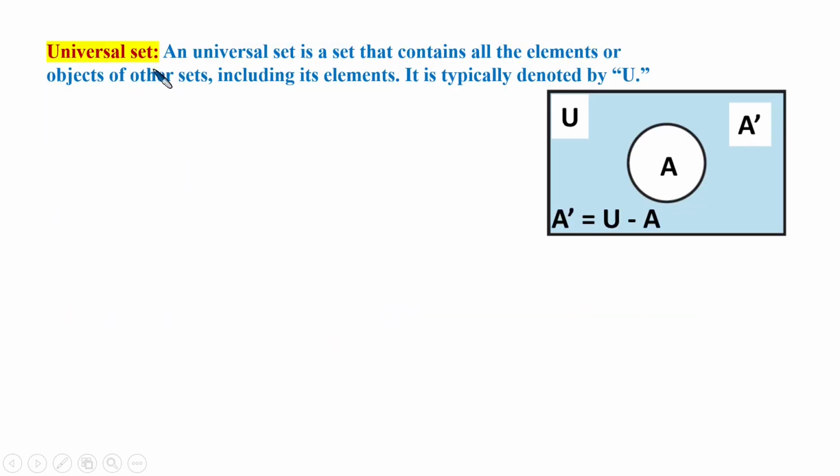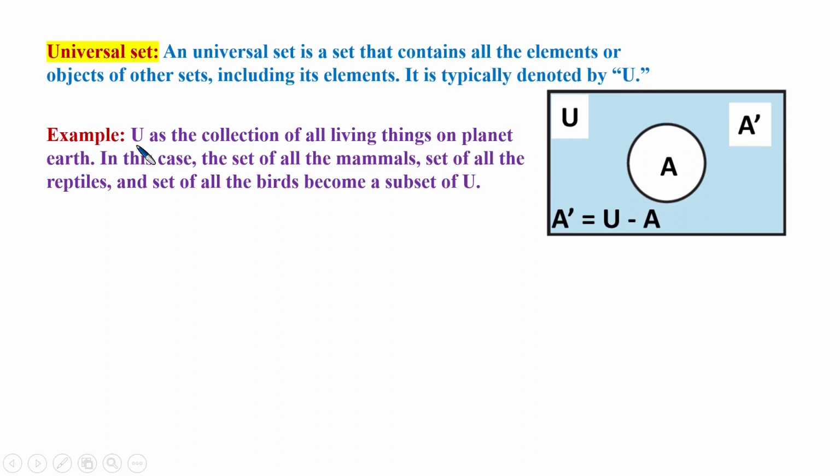Now I introduce another concept called the universal set. A universal set is a set that contains all the elements or objects of other sets, including its own elements. It contains all the elements in set A, and it has its own elements also. The universal set is typically denoted by the capital letter U. Here I'll give an example: U is the collection of all living things on planet Earth. In this case, the universal set is all living things, and the set of all mammals is a subset of U. The set of all reptiles and the set of all birds are also subsets of U.